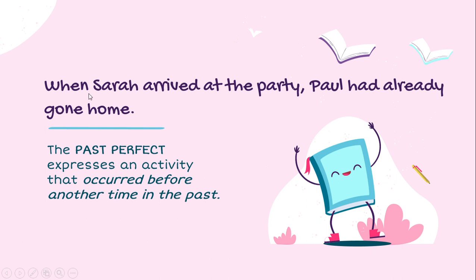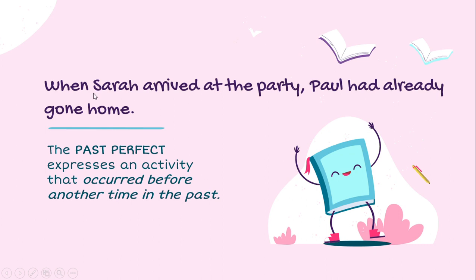For example, when Sarah arrived at the party, Paul had already gone home. So we have two activities or two actions that happened in the past. The first one, Sarah arrived at the party. This is in the past. And another activity is Paul had already gone home. Now this activity happened before this one. So this one was completed before this one.